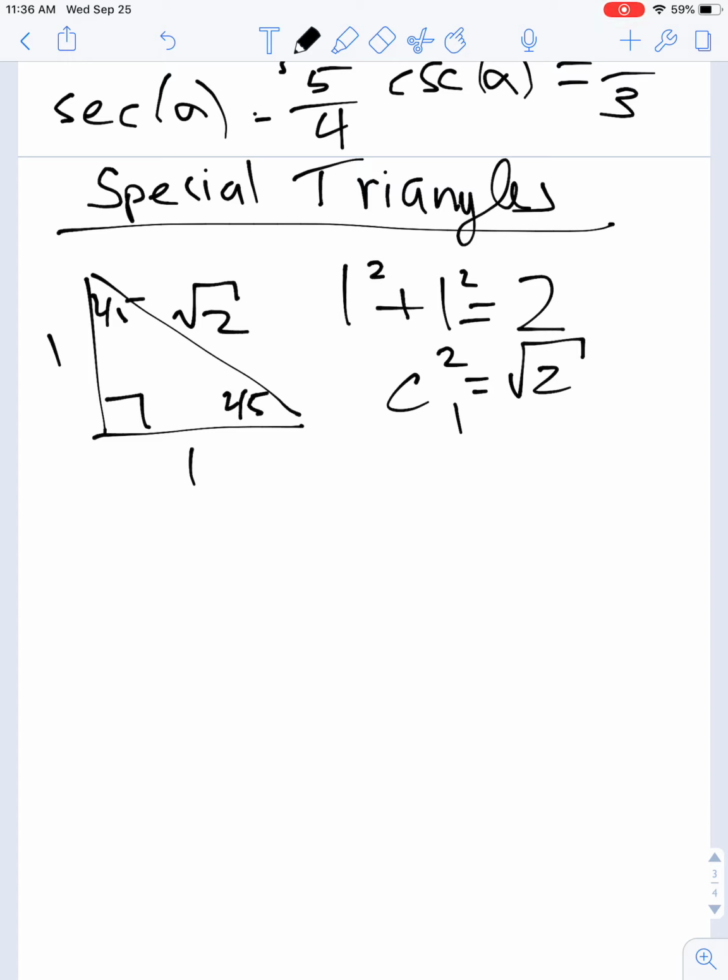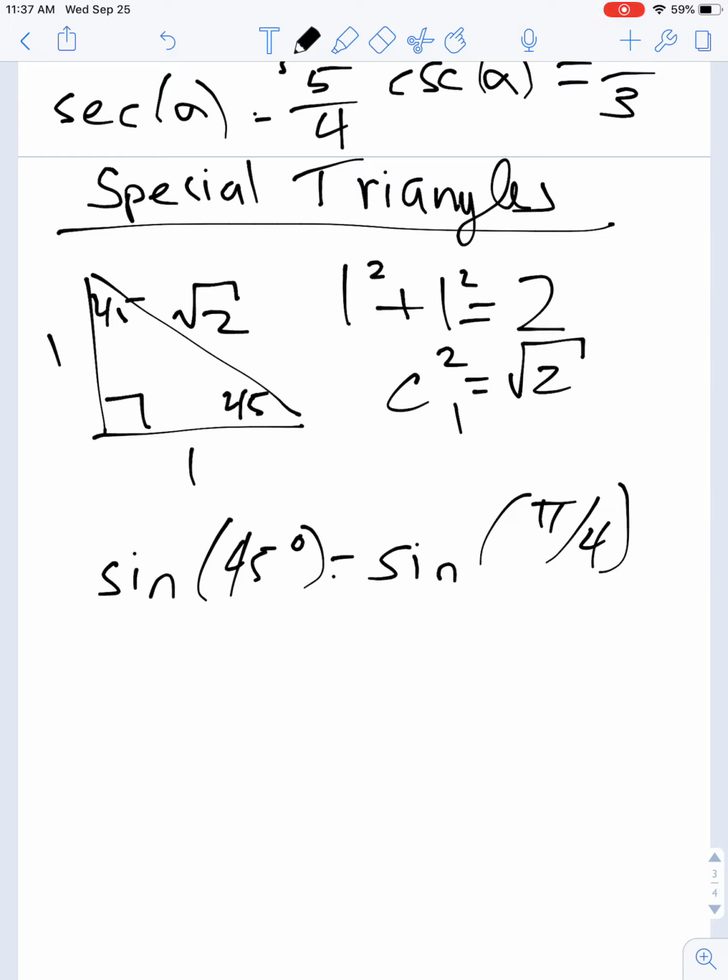And so if we go through our special formulas, I'm only going to do sine and cosine and tangent here. So we see that sine of 45 degrees, which is the same thing as sine of pi over 4 radians, which is how we'll most often write it, is equal to the opposite over the hypotenuse, so 1 over the square root of 2.